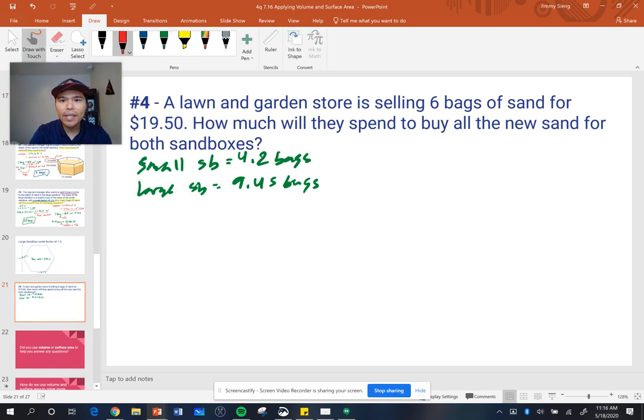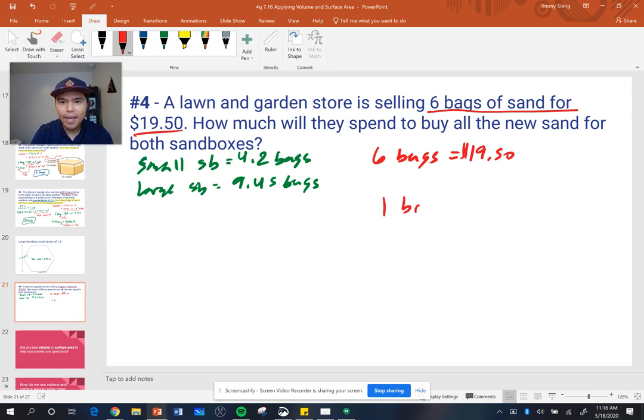But we saw that a garden store is selling 6 bags of sand for $19.50. So 6 bags equals $19.50. How much is one bag? So we need to figure out one bag. If I'm trying to figure out one bag, remember it's going to be the constant of proportionality, which is the second over the first, bags to dollars. That should give me $3.25, right?